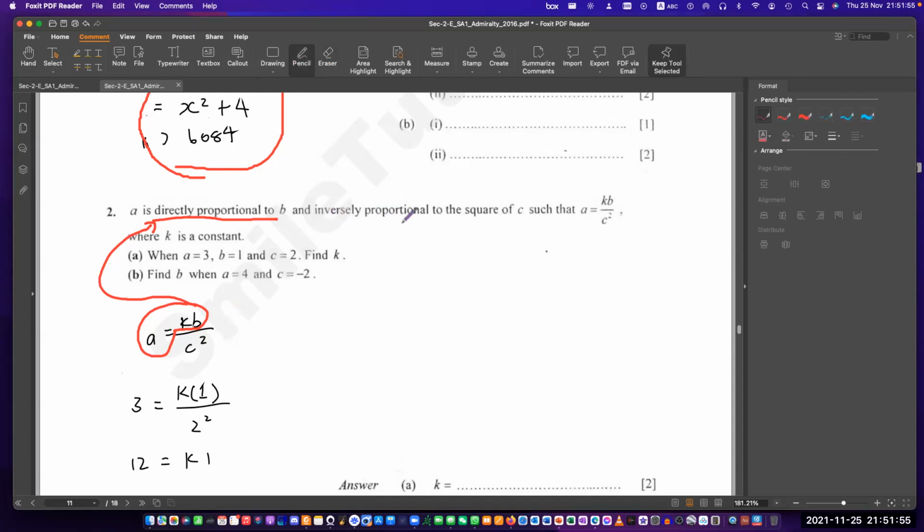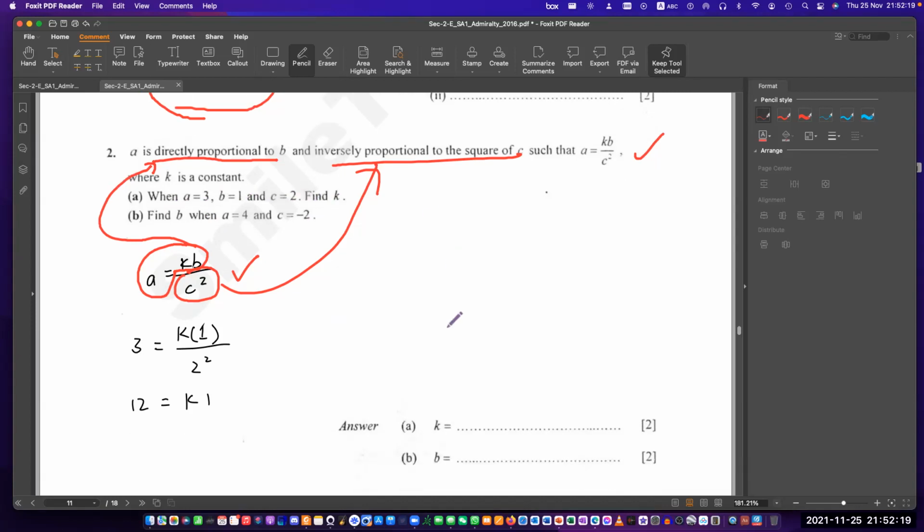So over here is inversely proportional to the square of C. Okay, very good. So this part is this. So you basically combine them together. So yeah, you have a good start. A is equal to K times B over C squared. Correct. They already give it to you. Now they say when A equals 3, B equals 1, C equals 2, find K.